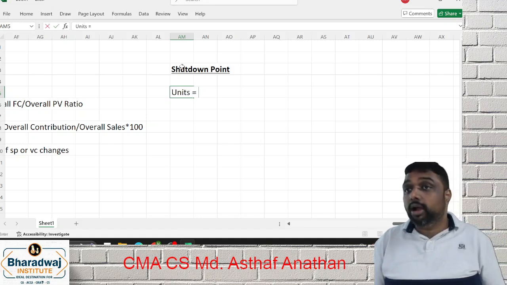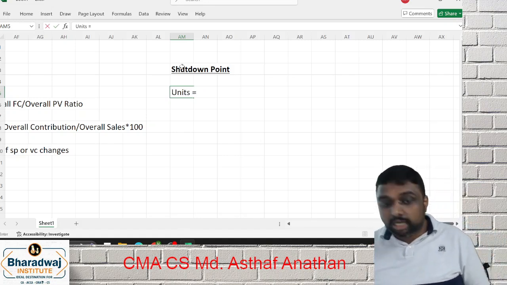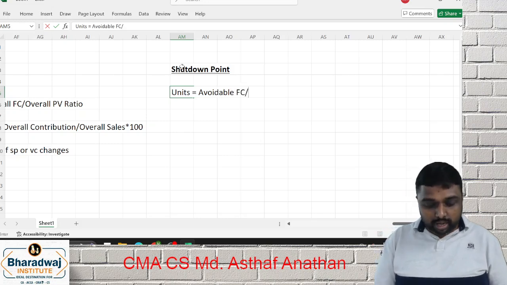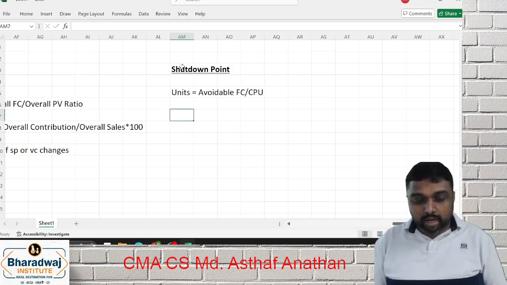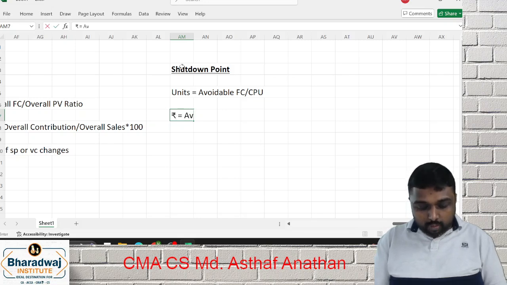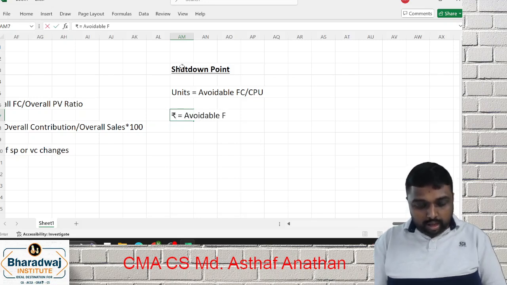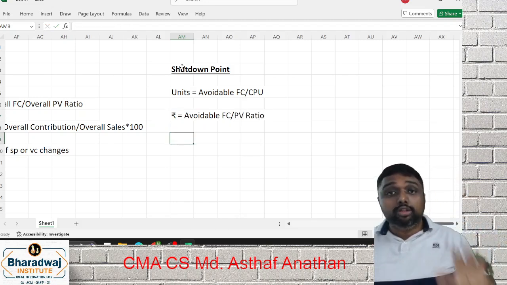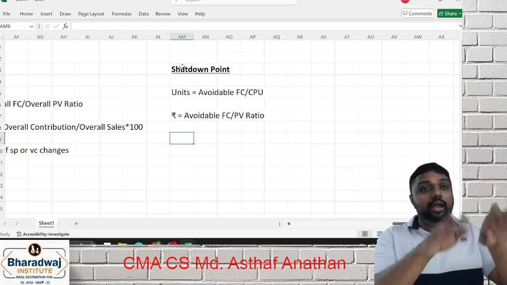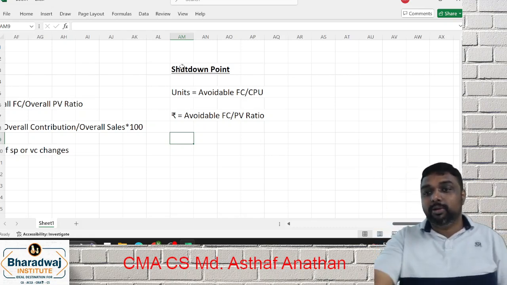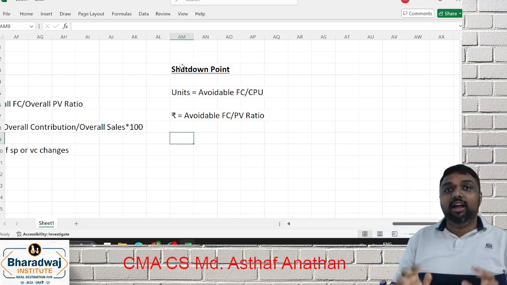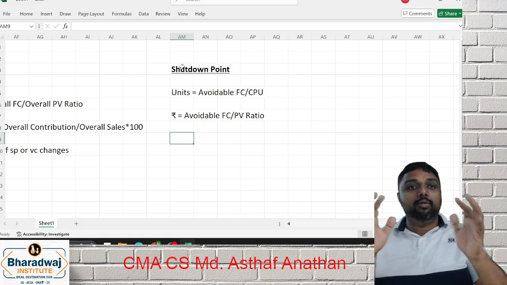If you want the shutdown point in units, you have to go for avoidable fixed cost divided by contribution per unit. If you want it in rupees, avoidable fixed cost divided by PV ratio. This will be easy to recall for those who kept all the formulas on one page. Those who kept formulas in different places have to keep searching. You have to recall everything and understand what is in one chapter.